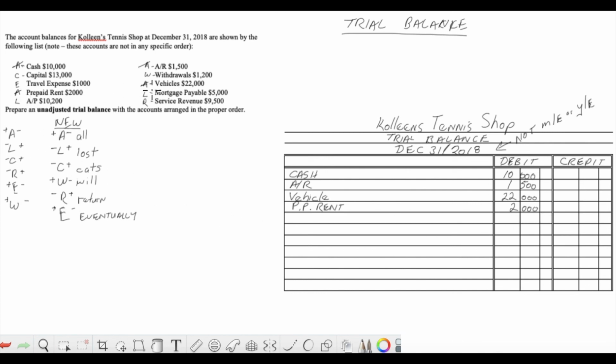Check. There's no more assets, right? Perfect. What's the next one we need to do? Liabilities, lost cats. We need to look at the liabilities. So let's go through L's, L's, L's.